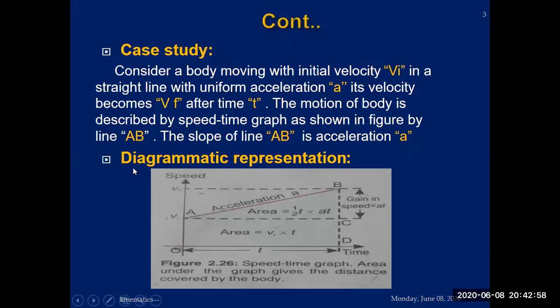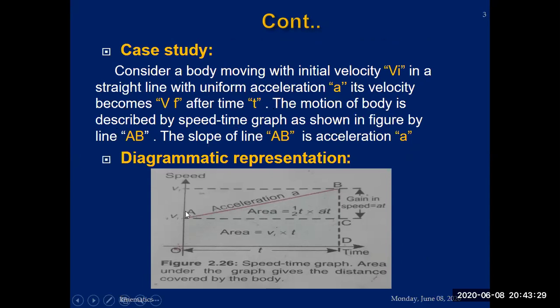Here, consider a body moving with initial velocity vi in a straight line with uniform acceleration a. Its velocity becomes vf after time t. The motion of the body is described by the speed time graph as shown in the figure. Line AB, the slope of AB is acceleration. Basically, this AB slope is acceleration. The body is moving with the uniform acceleration.